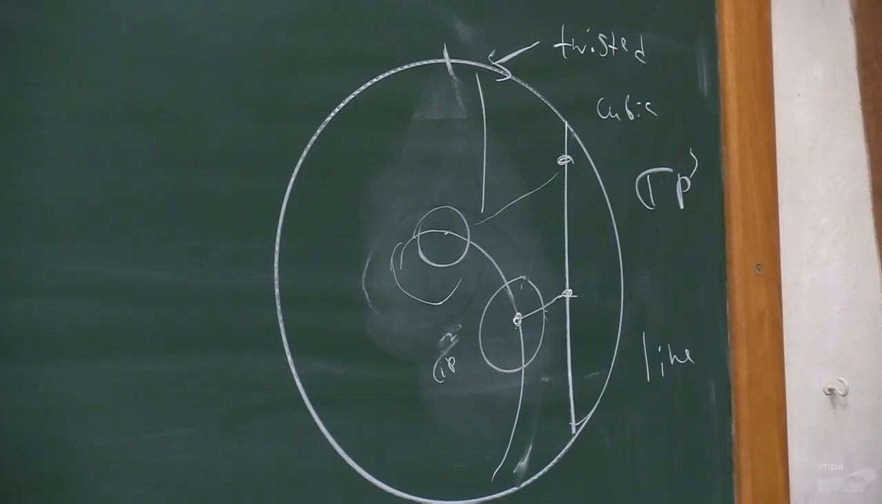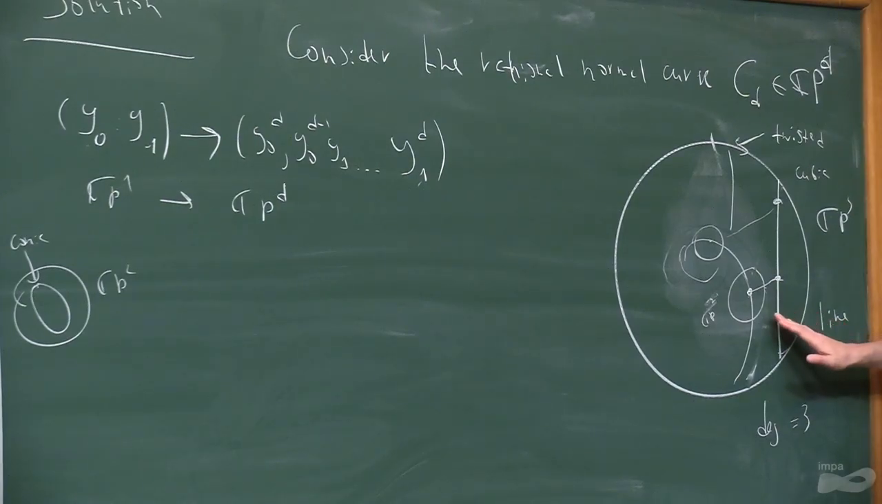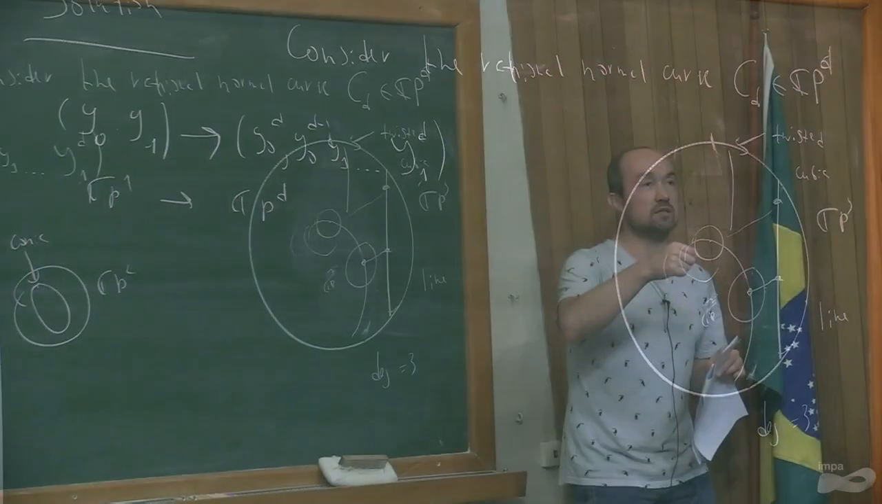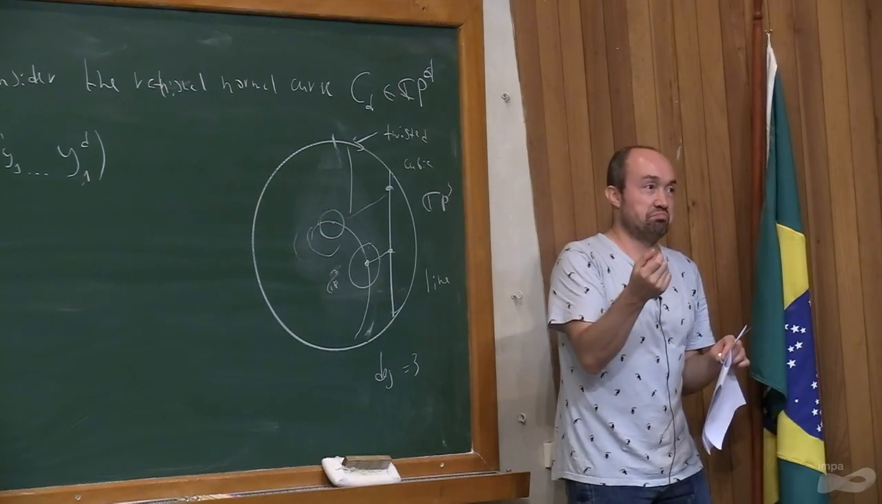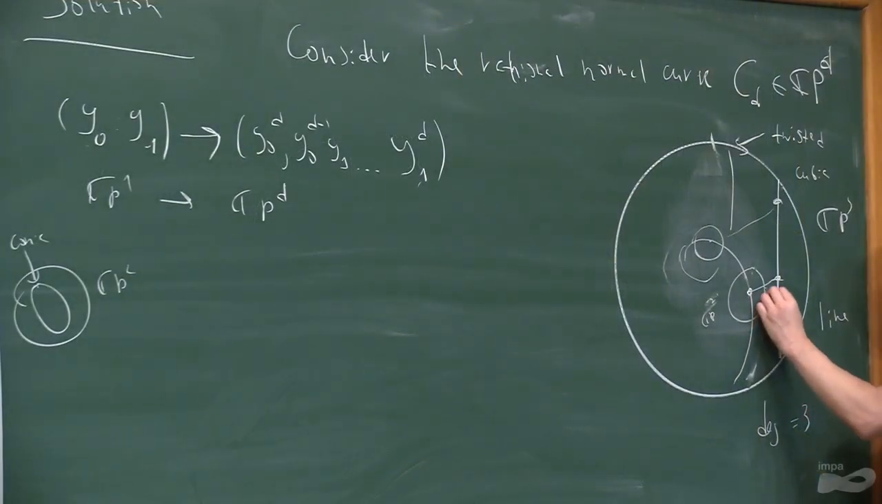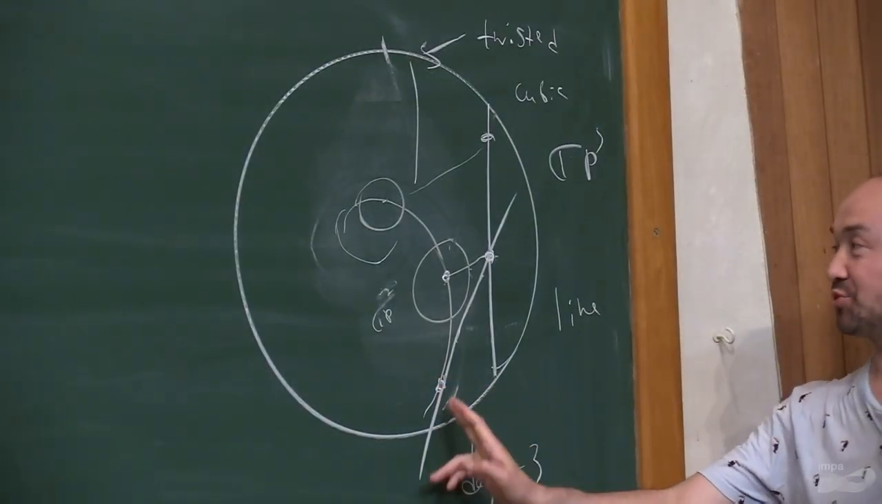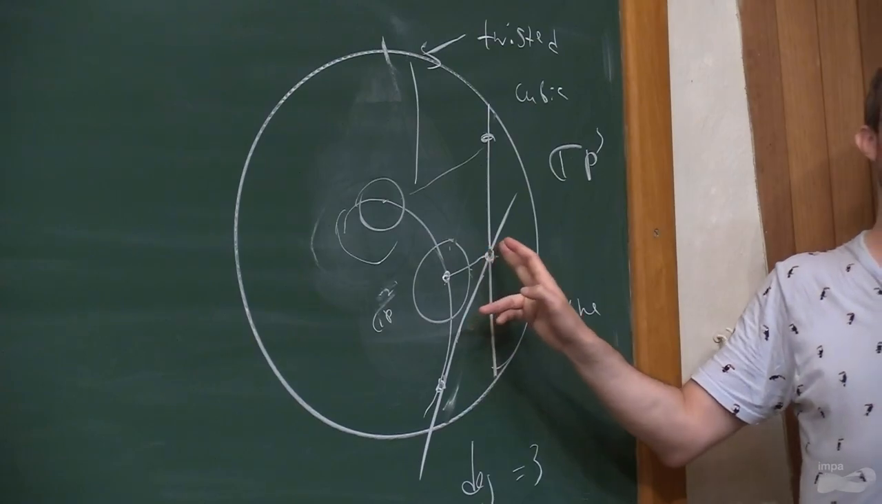It's not hard to see that the degree of this map is equal to 3. Degree is equal to 3. And then you can ask, at which point, you see, the map of degree 3 must ramify somewhere, obviously. So where does it ramify? And the answer: it ramifies over points such that the line tangent to the twisted cubic intersects this line, okay?